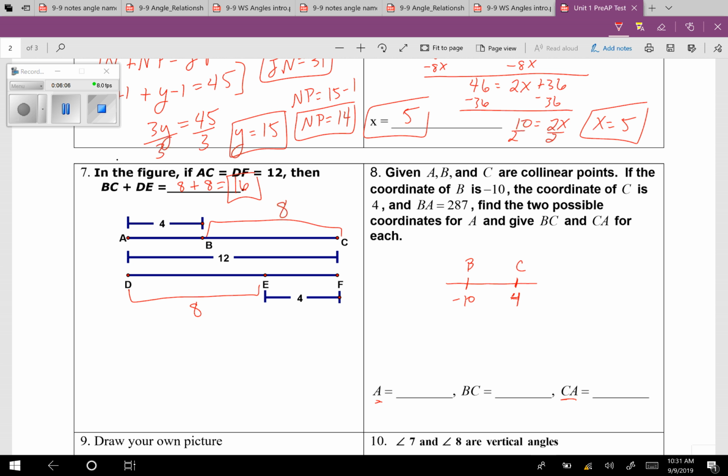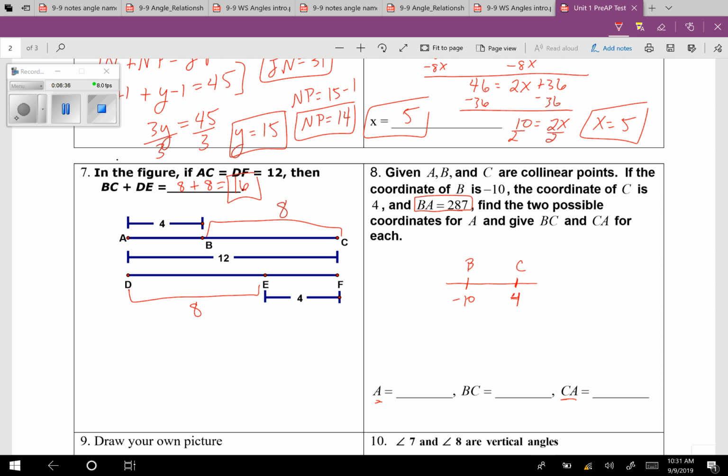Okay, so this right here, BA, that's the critical information. They say that the length of BA is 287. So I noticed again on one of y'all's assignments, y'all are not understanding that you can have a point either to the right or to the left. Like point A could be either over here to the right somewhere or over here to the left somewhere. And the distance between A and B has to be 287.